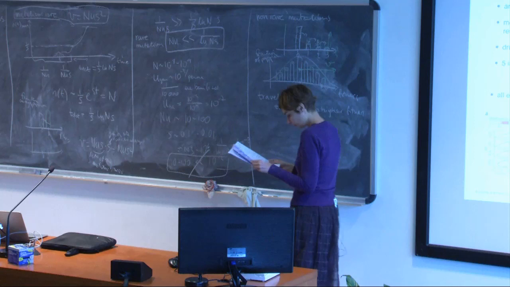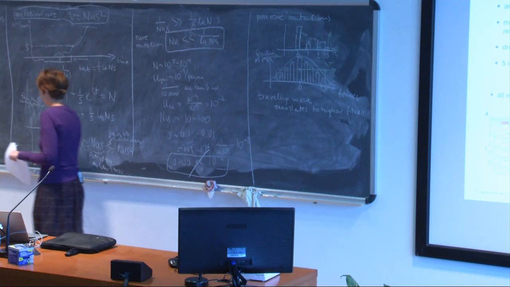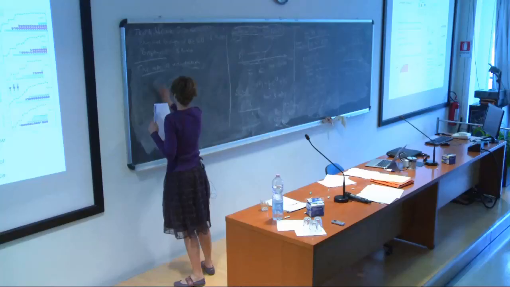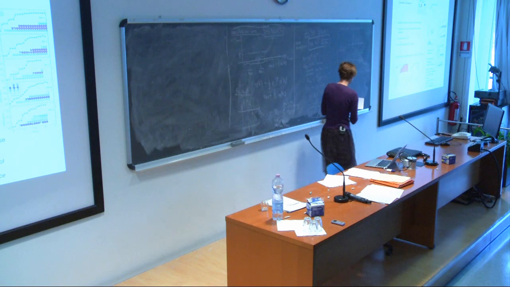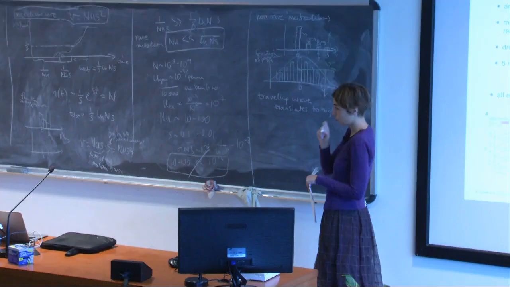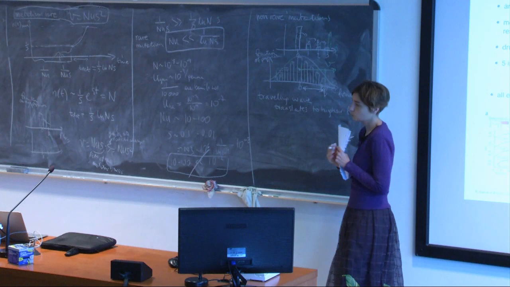Okay, so question: what is the speed of this wave? We're going to break this up into two regimes. The first thing we're going to notice, we're going to call the fittest class Q. So we're going to call this distance Q. We're going to first assume we know what Q is, and then we're going to calculate it self-consistently.